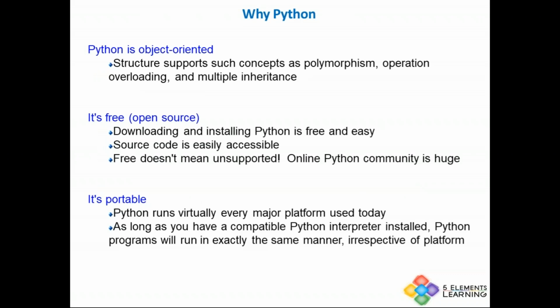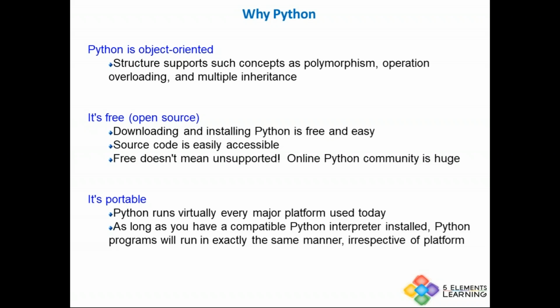It is object oriented. It is a scripting language which is object oriented. Thus it supports the concepts of multiple inheritance, polymorphism, operator overloading. It is free and open source. So downloading and installing and setting up Python is free and easy. Free doesn't mean that it is not supported. The Python community is pretty big.